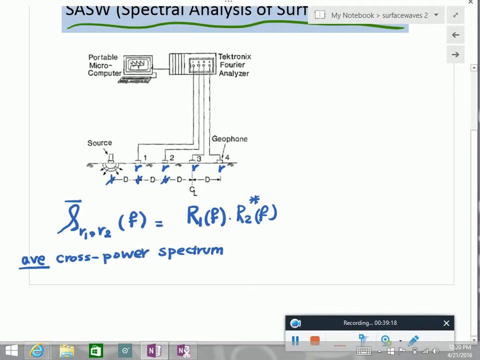So if we have several of these measurements, you have to average them. If we have n, we just average them in frequency domain to get the average cross power spectrum.